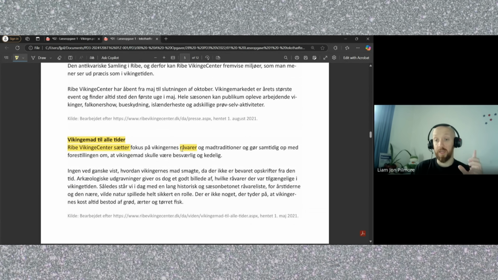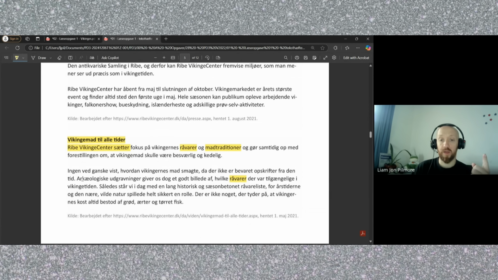Right away I can see this keyword, råvarer. Ribe Vikingecenter sætter fokus på vikingernes råvarer. They have focus on their produce, right? Their madtraditioner, their food traditions. But it doesn't say anything yet about where they get this information from. So I'm probably going to continue a bit here. Let me just scan. I can see the word råvarer again here.